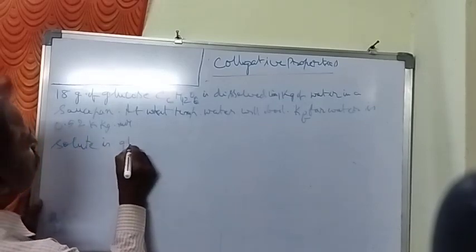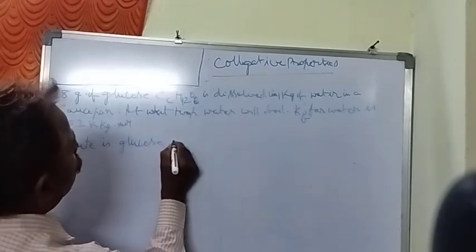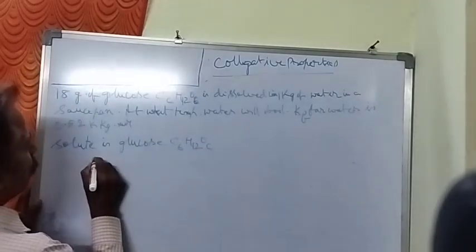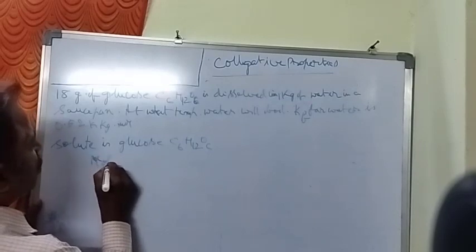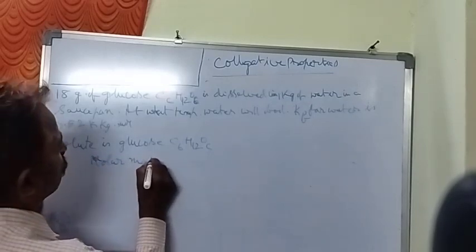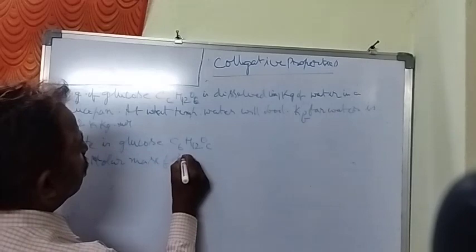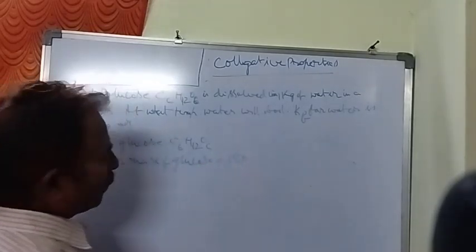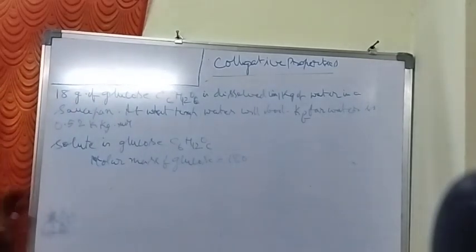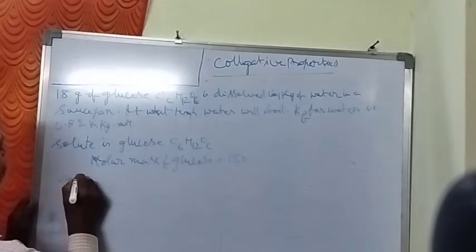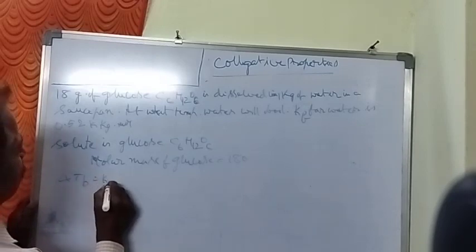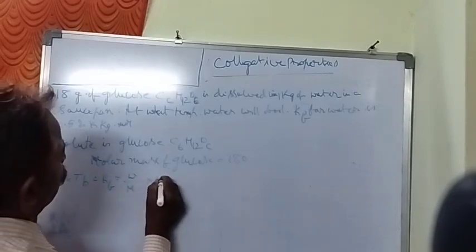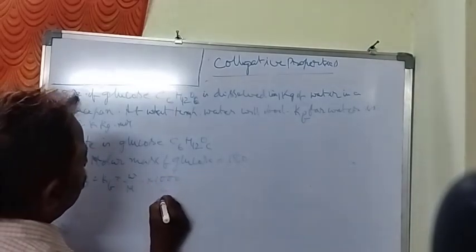glucose, C6H12O6. So what is the molar mass? Molar mass of glucose is equal to 180 gram per mole. So delta Tb is equal to Kb into W by M into 1000 by G grams.